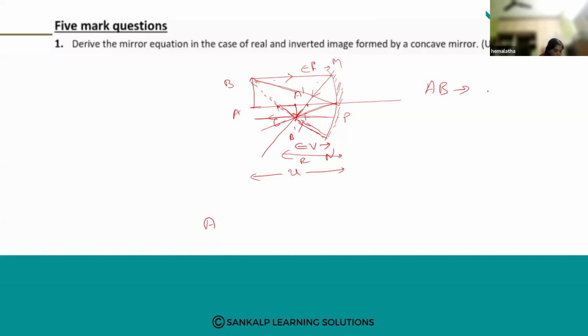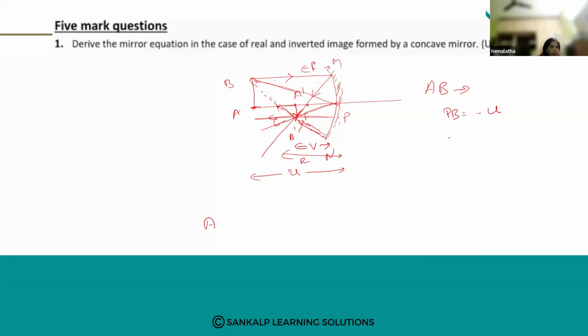Okay, object distance is how much? P to B, P to A, that is the object distance. P to B is U. And that is minus U because I got into the sign convention, the Cartesian coordinates sign convention. So it is minus U. Correct?